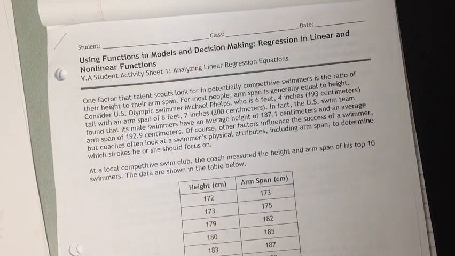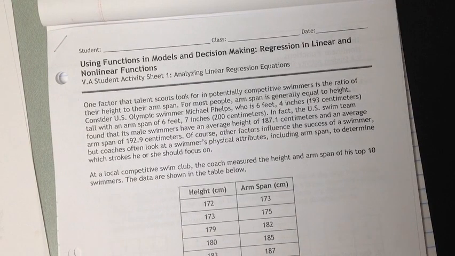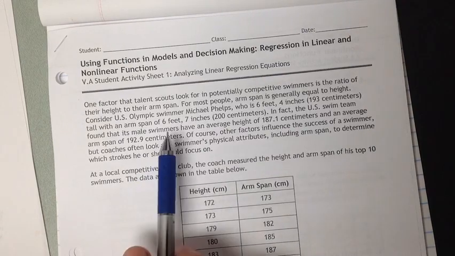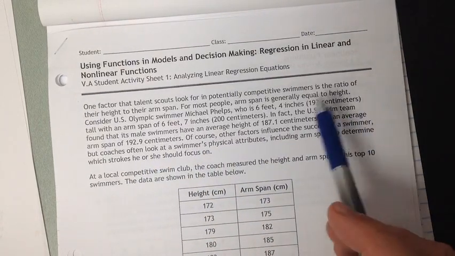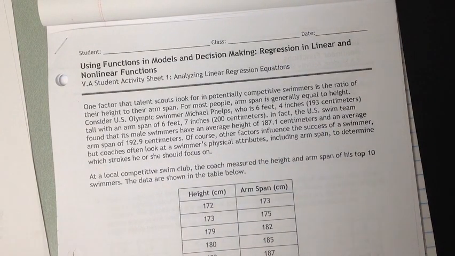So, one factor that talent scouts look for in potentially competitive swimmers is the ratio of their height to their arm span. For most people, arm span is generally equal to height. Consider, however, U.S. Olympic swimmer Michael Phelps, who is 6 feet 4 inches, 193 centimeters tall, with an arm span of 6 feet 7 inches, 200 centimeters. In fact, the U.S. swim team found that its male swimmers have an average height of 187.1 centimeters and an average arm span of 192.9 centimeters.